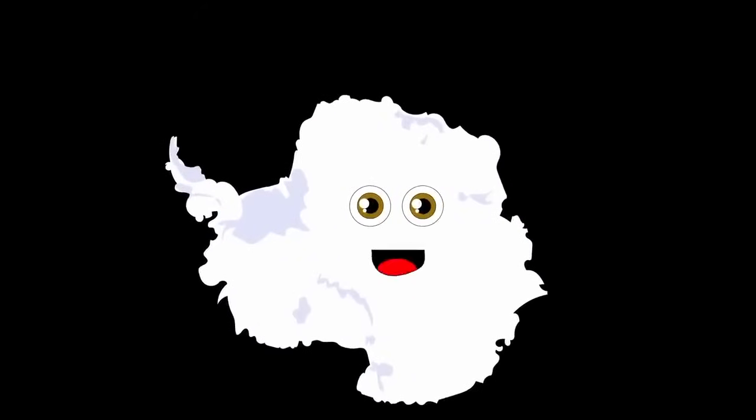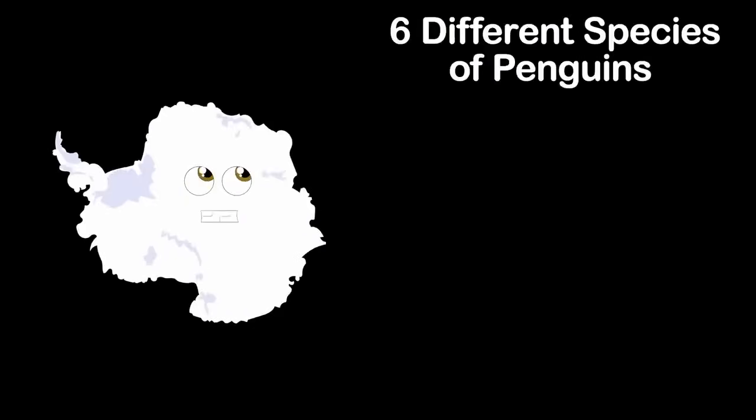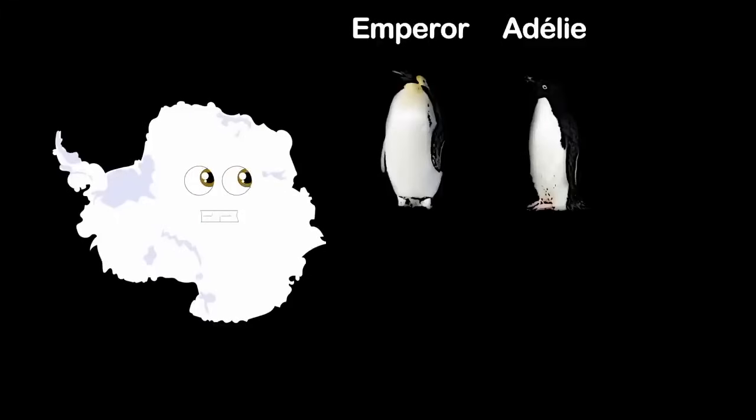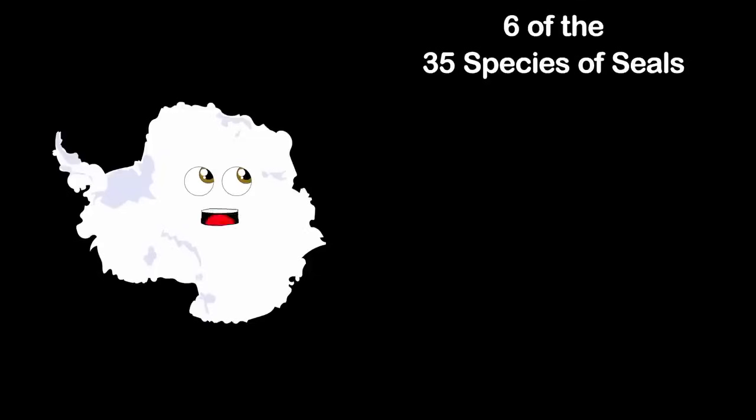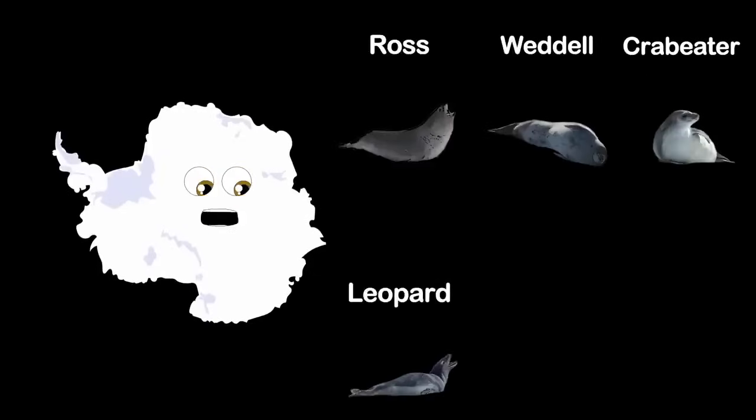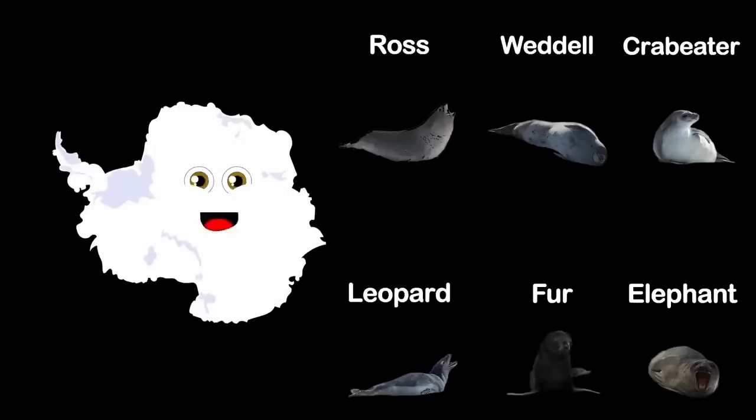There are certain animals that can survive my cold. They've adapted over time to exist on me, isn't that bold? There are 6 different species of penguins found on me. The emperors, Adelie, chinstrap, king, gentoo, and macaroni. Only 6 of the 35 species of seals are found here. Ross, Weddell, crabeater, leopard, fur, and southern elephant appear.